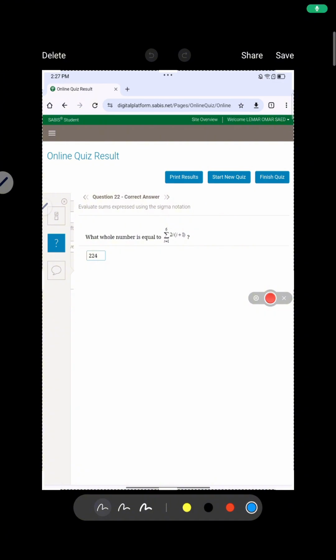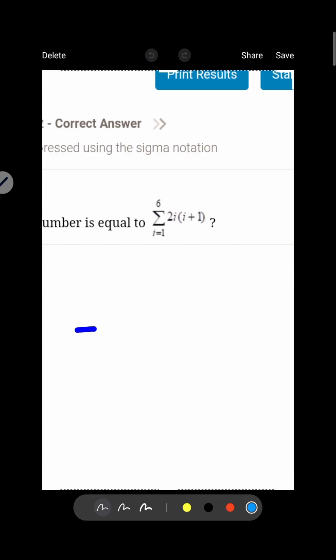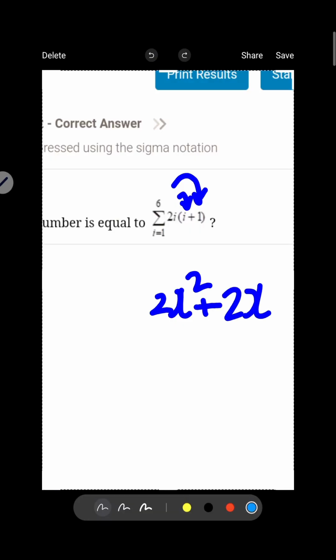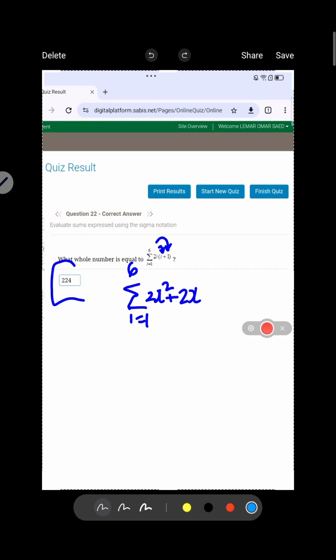Like this question, I don't know if you did the same one, to be honest. I don't think so. Maybe it's almost the same question. Just distribute it. So basically in the calculator you put 2x squared plus 2x, and don't forget to put this is equal to 1. You will get 224 in the calculator when you do it.